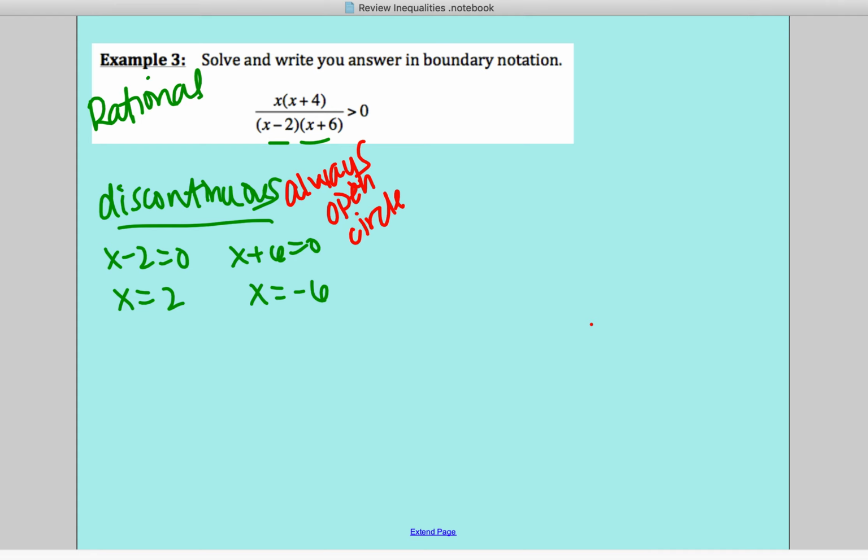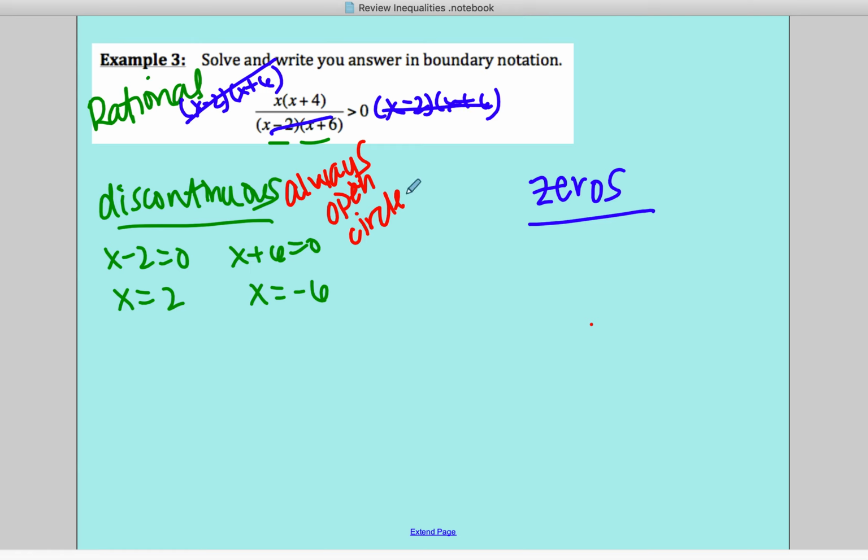Then what we do is we also find our zeros of this function. If I were to solve this equation, what I would do is multiply both sides by the denominator. That's where my discontinuities go away. You don't have to do this every time, I'm just going to show you here. This would all cancel, and then 0 times all of this just becomes 0. So you are left with x times x plus 4 is greater than 0. So this part kind of comes back to our polynomials. You just have to include the discontinuities with the rational.